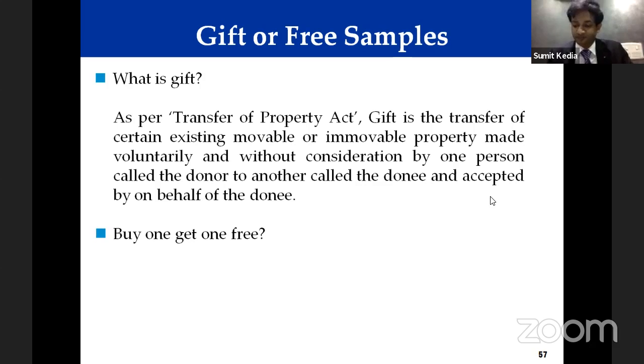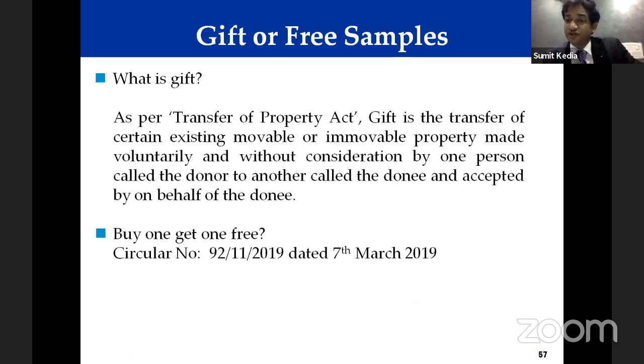Buy one, get one free. In case of buy one, get one free, should I reverse input tax credit? So for that, we have a circular number 92/11/2019 dated 7th March 2019. It was said, when I'm having a 1+1 scheme, it is not free, but the cost of the second product is imbibed, is included in the first product itself. So in case of 1+1, ITC need not be reversed. It was dealt in detail in this circular dated 7th March 2019.